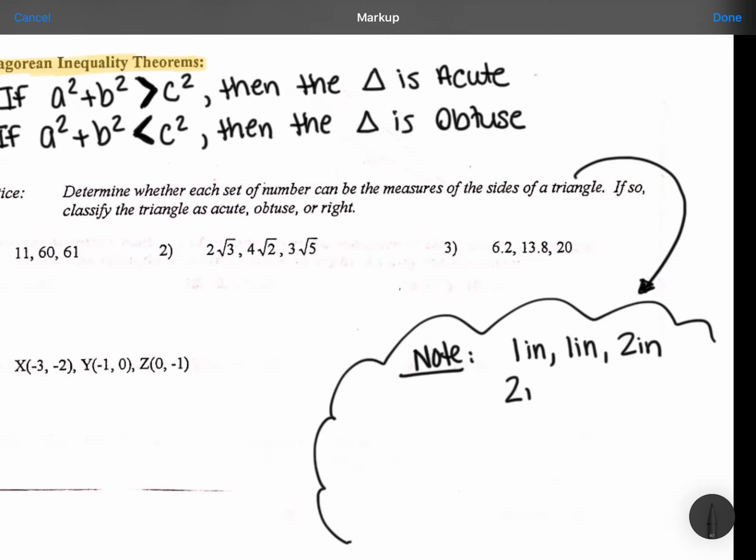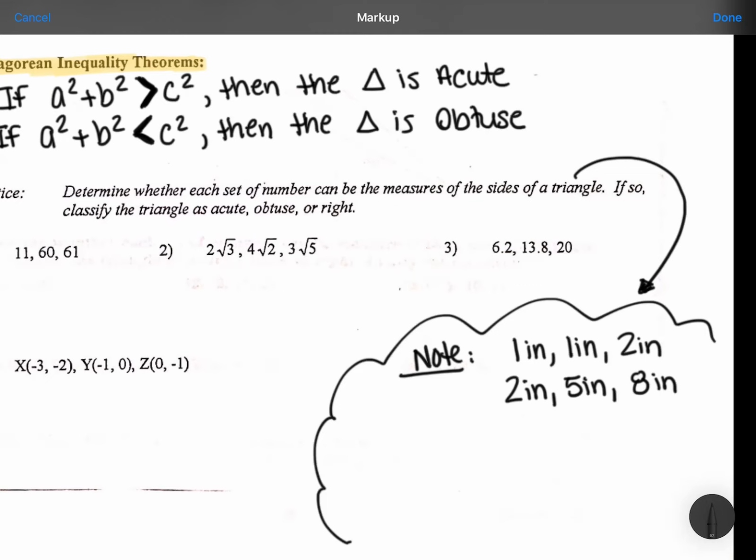Whereas if I had pieces of paper that were 2 inches, 5 inches, and, we'll just say, 8 inches. Again, if I cut little pieces of paper out that are 2, 5, and 8, there's no way I can make a triangle. So the 2, 5, and 8 would not be a triangle either.